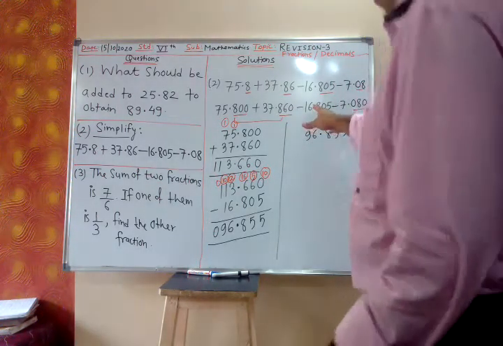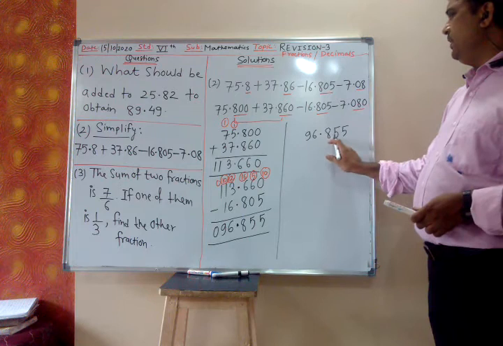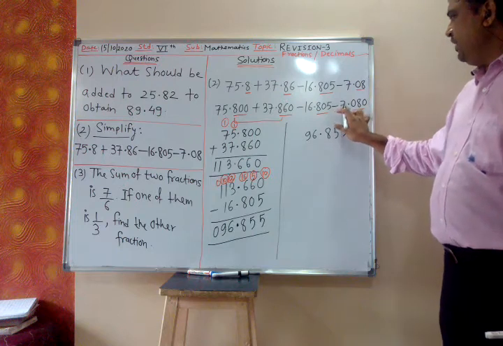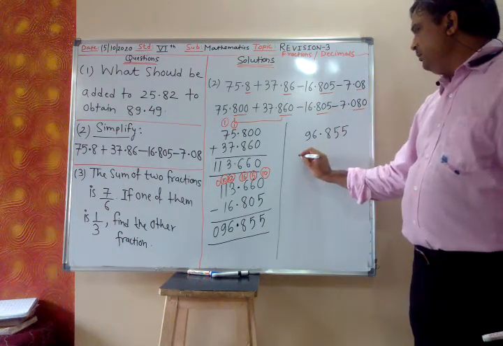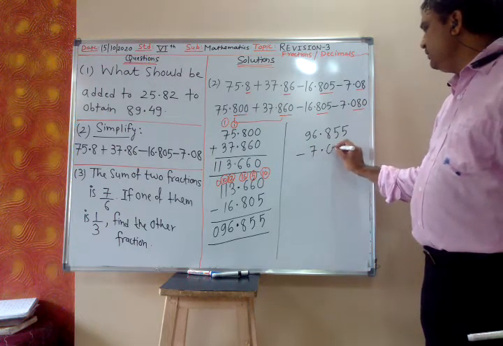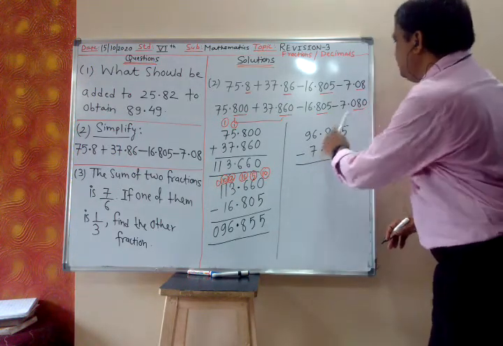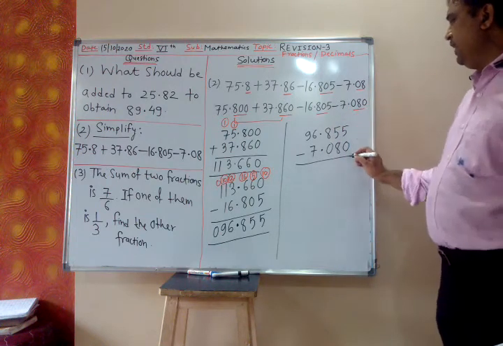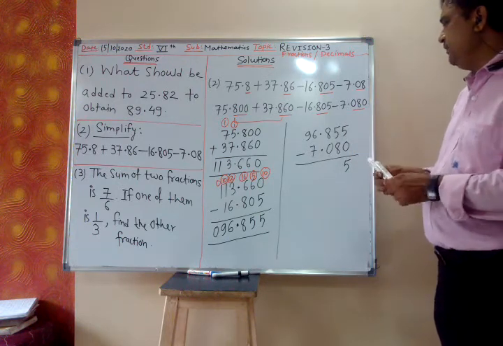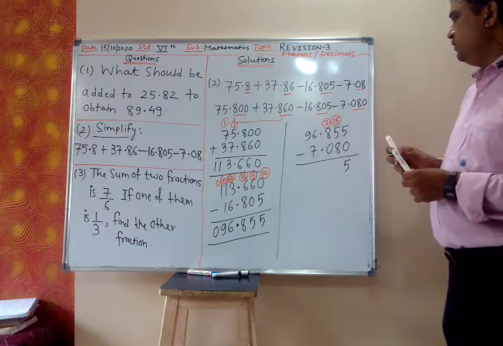96.855. Now I have to subtract this. No, voice is clear. Now we have to subtract this 7.080 finally. From this I have to subtract 7.080. So 5 minus 0 is 5. Then 5 and 8, 1 will be carried. 5 becomes 15 and 8 becomes 7. So 15 minus 8.